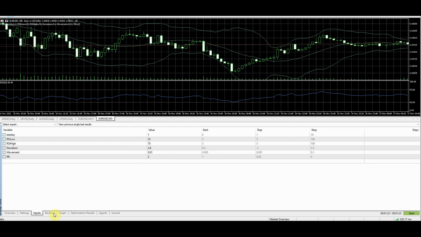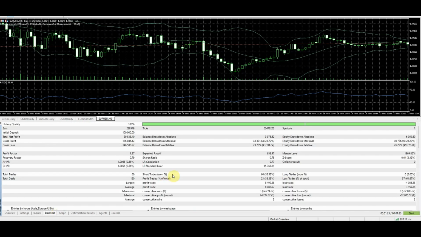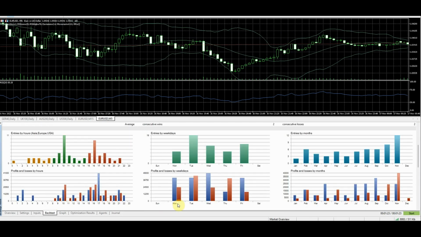So we've discussed some of the inputs. Let's have a quick look at the backtest. I'm going to go through the code shortly. We can see here that Monday, Wednesday and Friday are really good days. Now the issue with this profit and loss by weekday is that the trades are held over a period of time. They're not necessarily opened and closed in that same day.